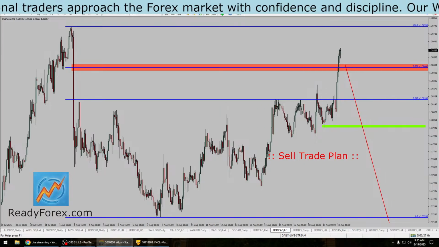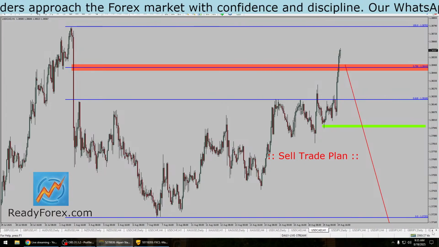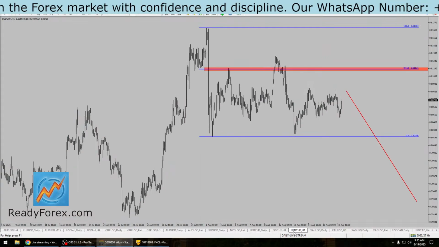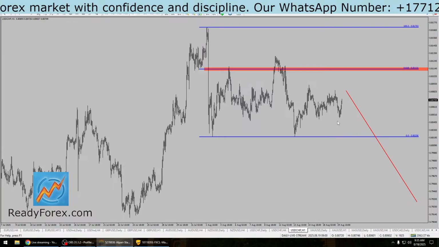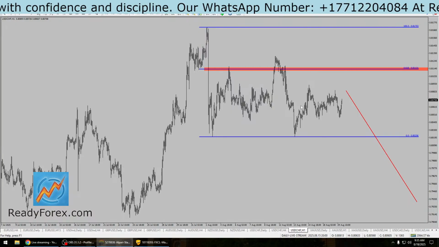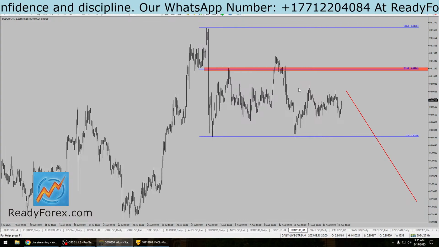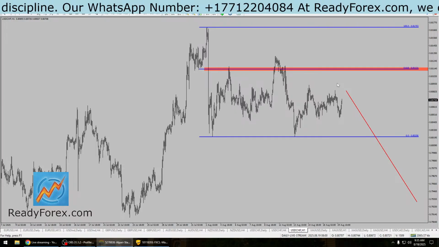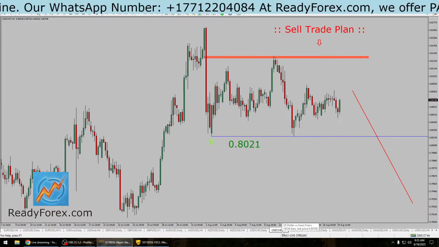Regarding the US dollar Swiss franc, let me go back. The US dollar Swiss franc is trying to move sideways, and this could probably turn into a bearish triangle pattern, something like that. Okay.